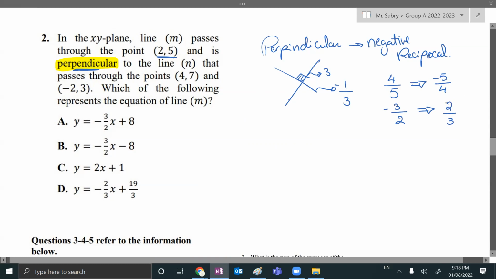Does this make sense for at least the people who did not attend perpendicular negative reciprocal? Does that make sense? Whenever you see the word perpendicular, that's what you think of.